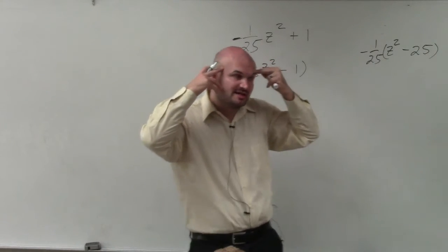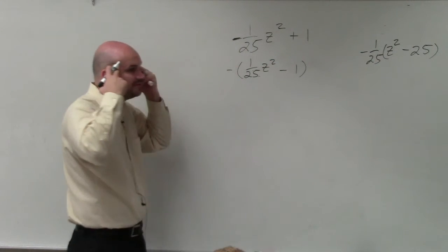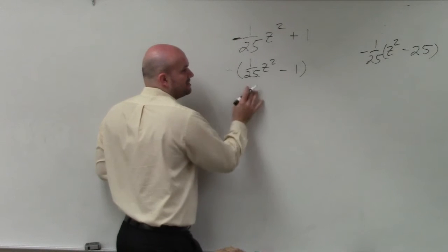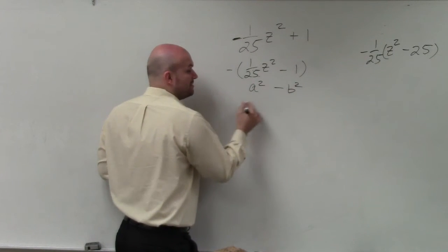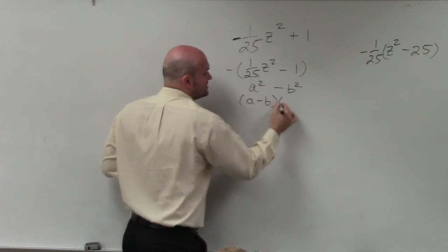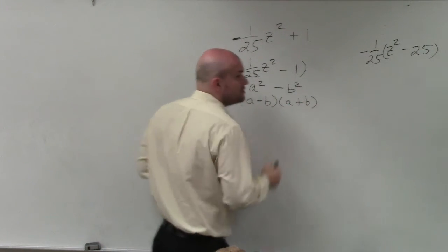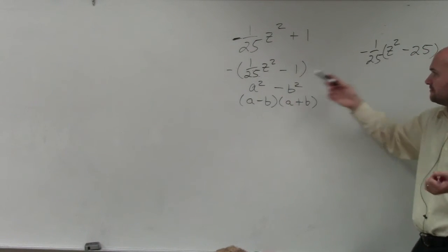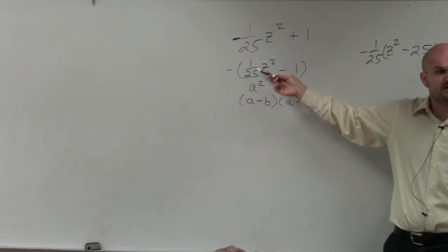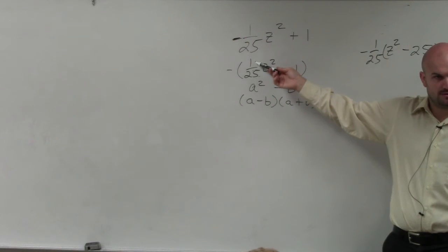However, I also want you guys to think about this. We don't even have to go through those lengths here. Because once you guys notice this is a squared minus b squared, remember, this can always be factored into a minus b times a plus b. So we got to look at this. Is 1 over 25, is that a squared number? Is 1 a squared number?